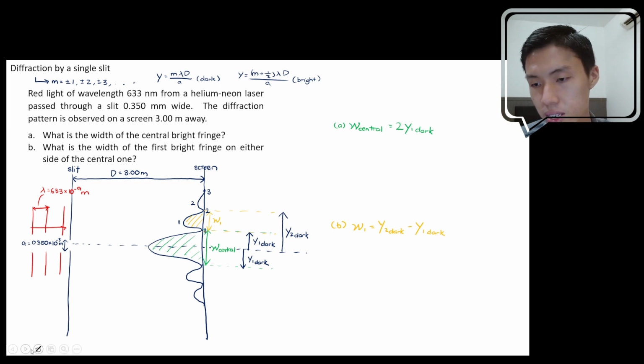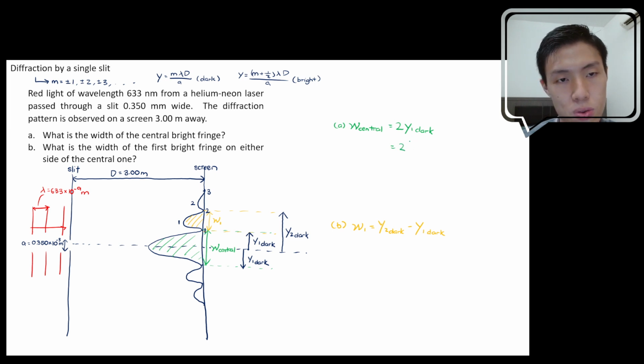Okay, so now it's just substitution. But let me manipulate the equation a little bit. For m equal to 1 dark, there's no plus half, so this will be 1 lambda D over a. For m equal to 2, the equation will be 2 lambda D over a. For question B, if you manipulate the equation, this will be 2 lambda D over a minus 1 lambda D over a. So the result of it will be lambda D over a.